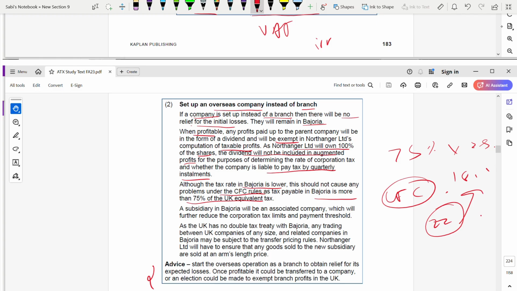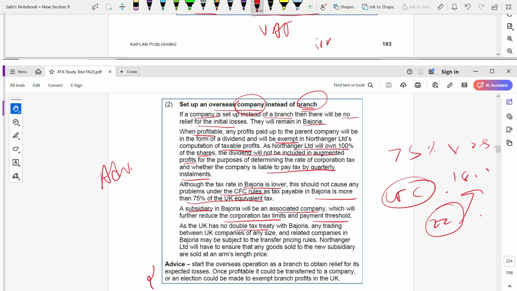Okay. Next. So all these are advantages. That means you are giving solutions to set up as a company rather than a branch. You are saying it is better to set up as a company rather than a branch because a branch has this tax implication. Now, subsidiary, remember, a company means subsidiary. It's an associated company. This will reduce your corporation tax limit as well as the payment threshold.